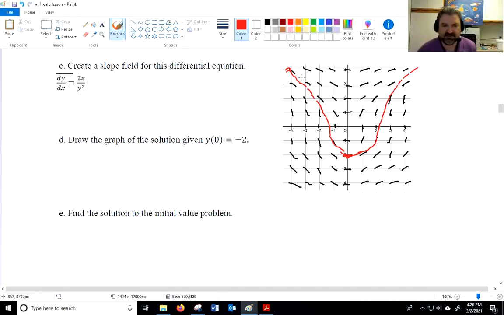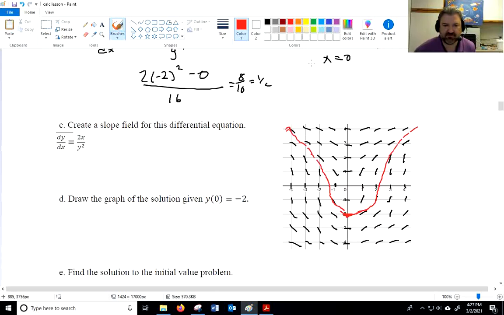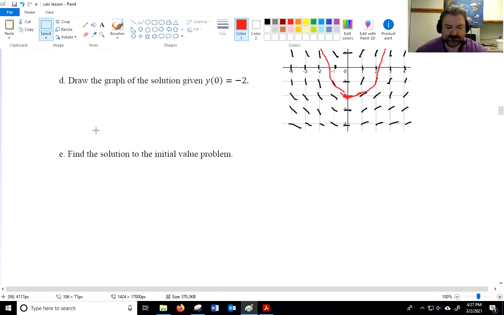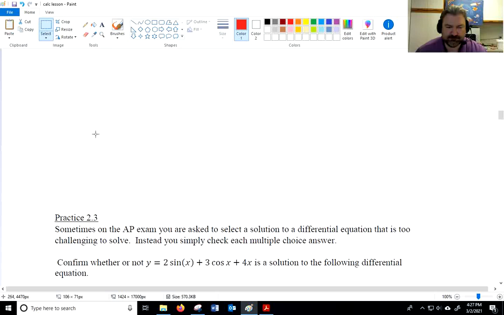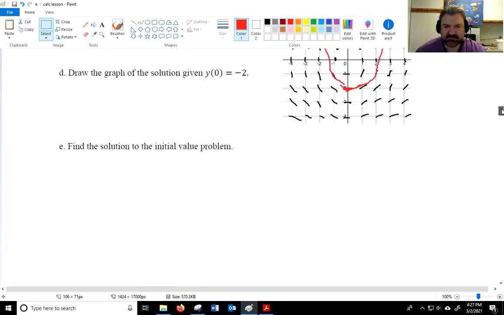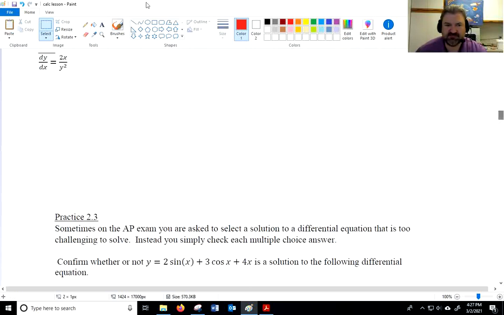Let's find the solution to this initial value problem. So to find the solution, we need to start with this information here. Having trouble with my scroll wheel here. It's getting a little carried away. And we'll add that y of 0 equals -2. Y of 0 equals -2 tells me that when x is 0, y is -2.